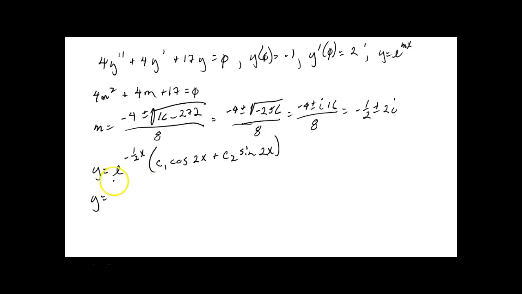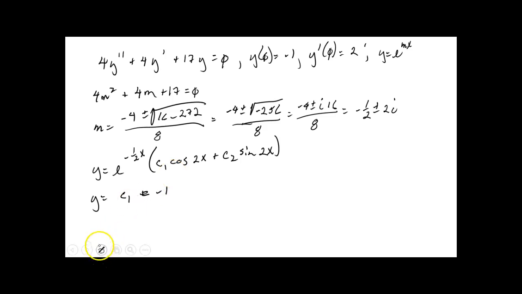E to the 0 is just 1. Then you'd have a C1. What's cosine of 0? 1. Plus, what's the sine of 0? 0. So that'd be 0. So this is equal to negative 1. So C1 must be negative 1.